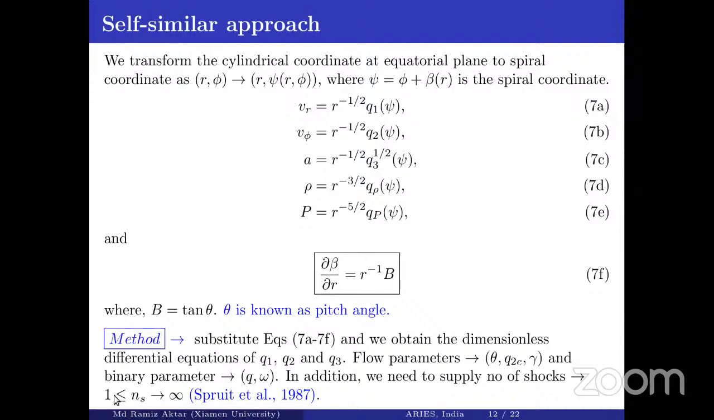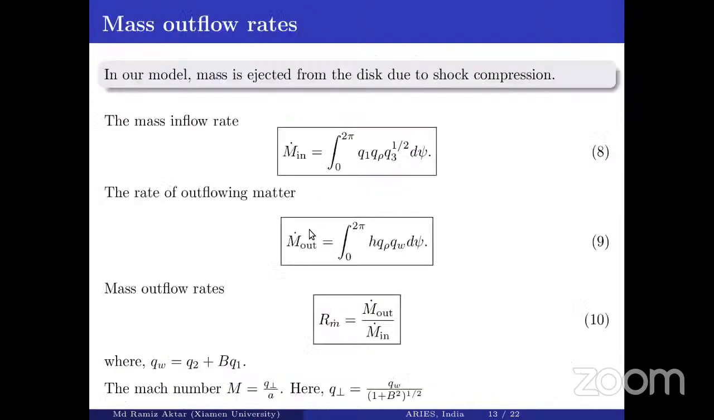In 1987, they theoretically showed that the number of spiral shocks may range from 1 to infinity. So here we supply this number of shocks for our convenience to calculate the solution topology. Also, we assume that mass from the disk is ejected due to the spiral shocks. There will be shock compression, and the velocity and temperature gradient at that shock position can drive some accreting matter from the disk.